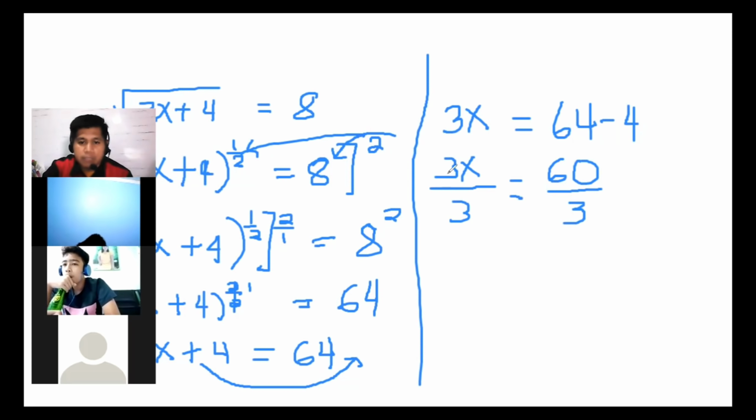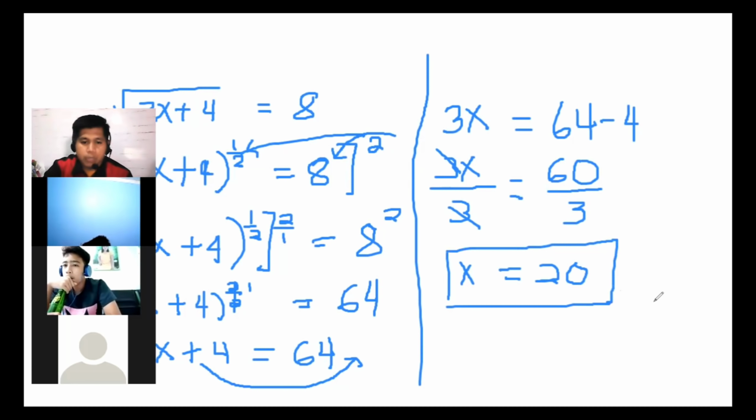So 3 divided by 3 will give us 1, or that will be cancelled out. What will be left there is x equals 60 divided by 3. 6 divided by 3 is equal to 2, and 0 divided by 3 is equal to 0. Our final answer is x is equal to 20. Alright, did you have the same answer, children?